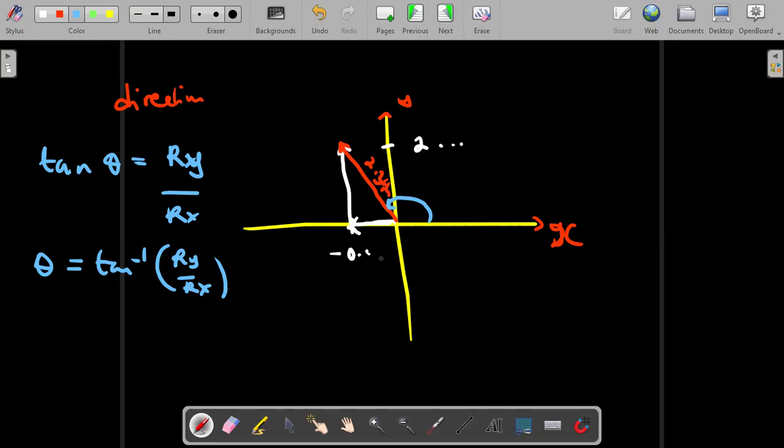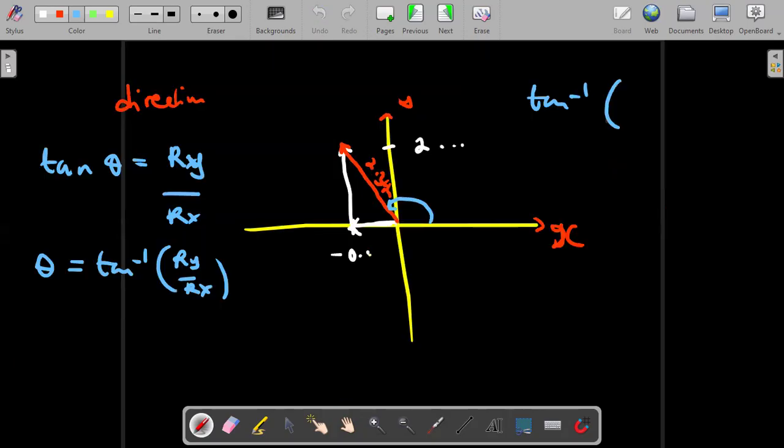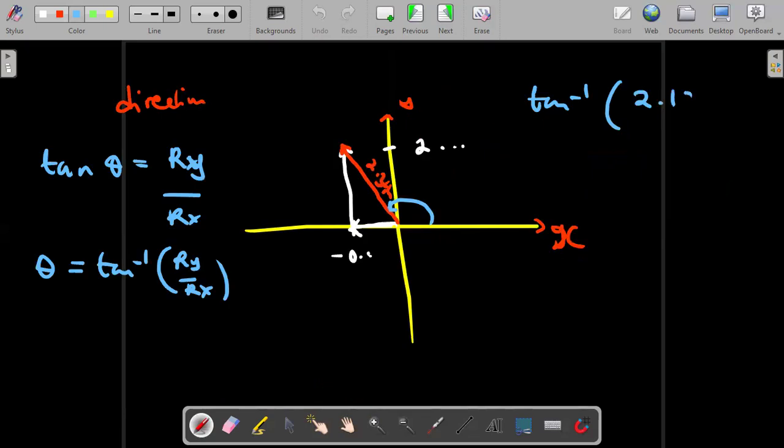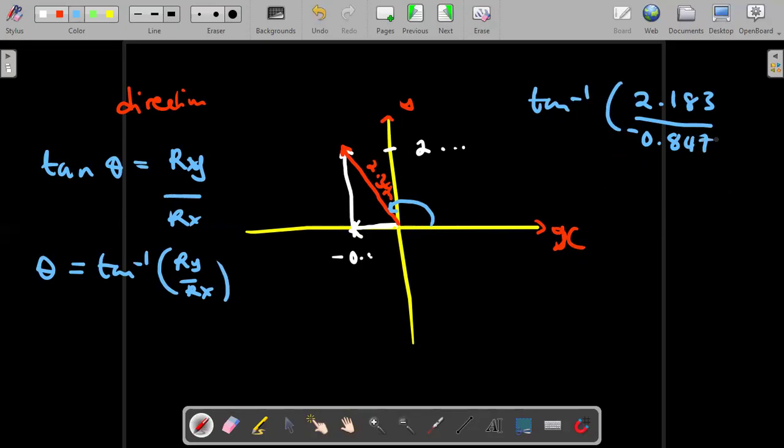So now how do I get that? I can replace that because I already found those things. So I have tan inverse of the one in y. Which one is my y? I can go back to this slide. This one here was the one for y. So it's 2.183, then I have the other one, negative, so divided by negative 0.847, like this. So this here is going to be my angle.